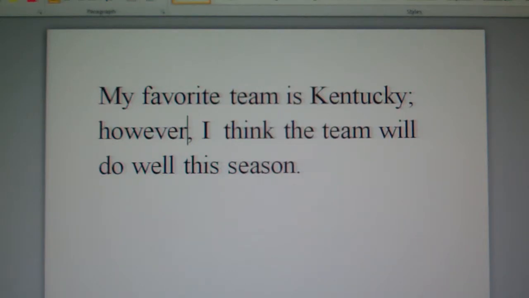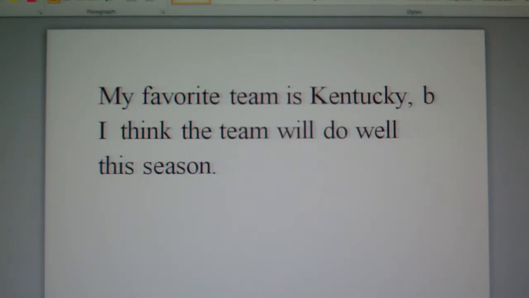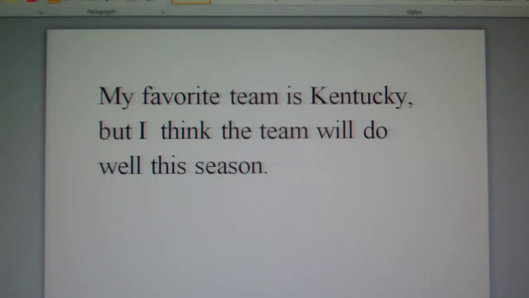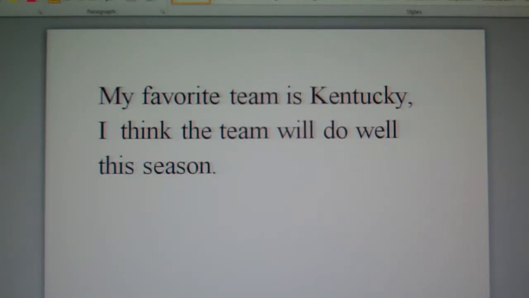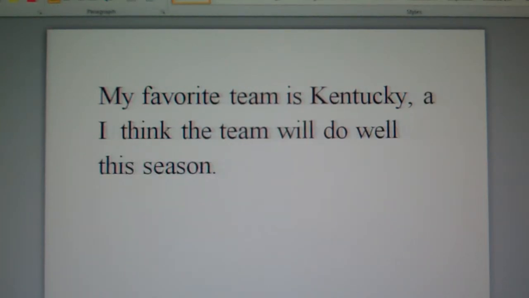So the lesson here is you just can't pick and choose from the list. You have to pick the conjunctive adverb that will fit into the context of the sentence. Same thing if I go back to comma FANBOYS. If I tried to show a contrast and put a "but" in there, or even a "yet," it wouldn't work. My favorite team is Kentucky, but I think the team will do well this season. No, that doesn't work. We can change that up to put "and," or maybe even a "so," or something that connects those ideas together.